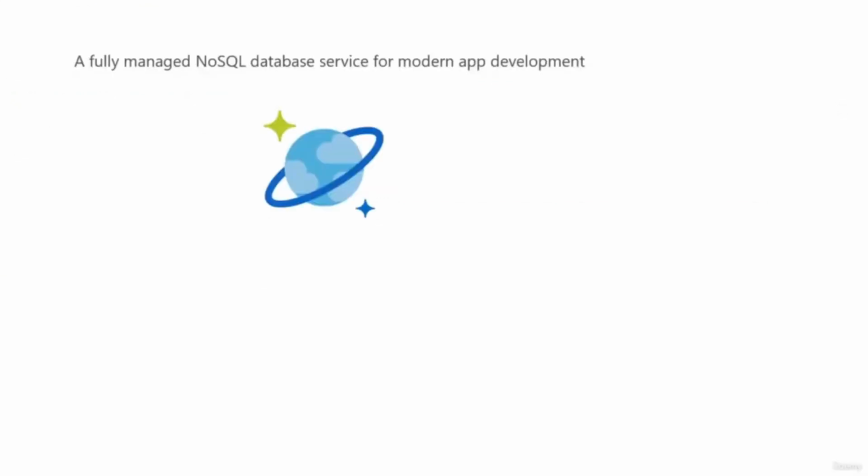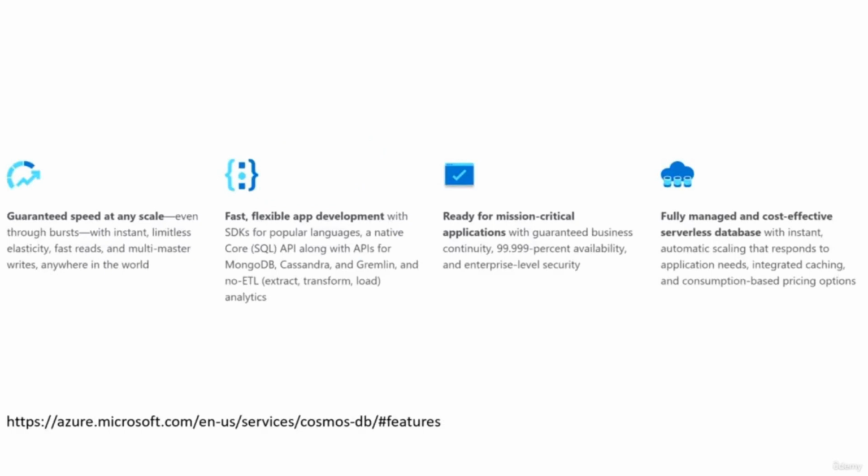Okay, so now let's talk about Cosmos DB. Cosmos DB is another very popular serverless service that Azure provides, and it is a fully managed NoSQL database. So let us talk about a few features of Cosmos DB. The most important feature is that it is a fully managed service, so you do not have to worry about the underlying architecture.